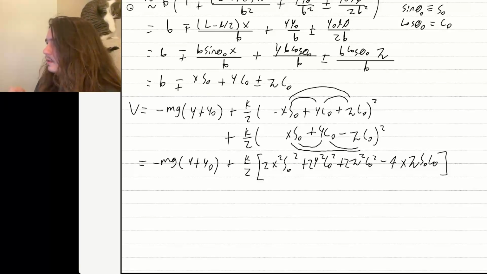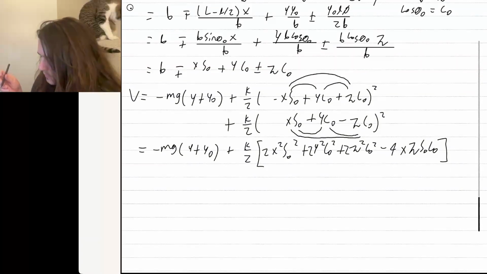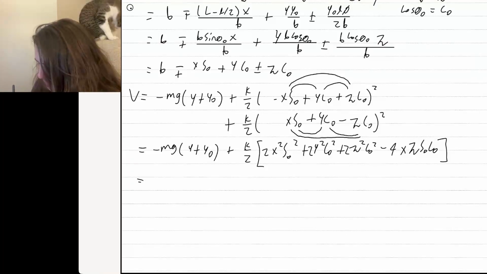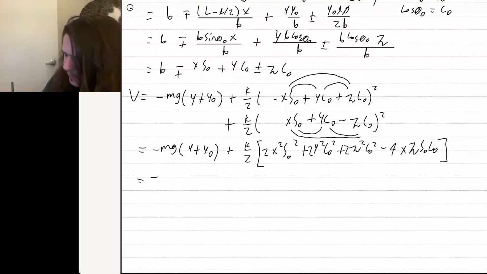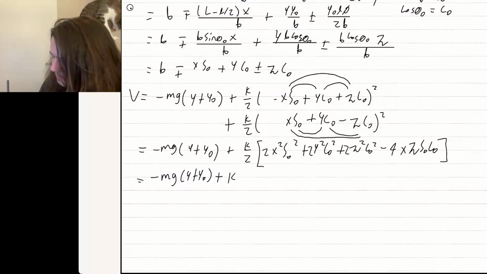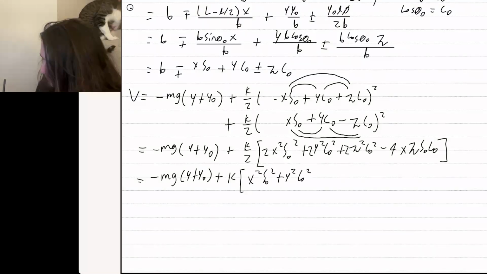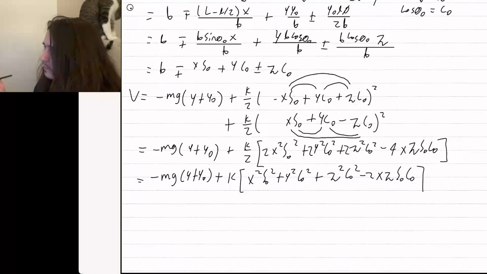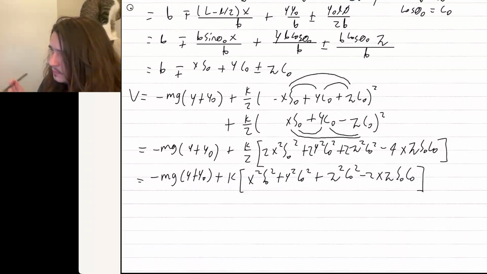And then, yeah, let's factor out a factor of 2, since everything does depend on 2 like that. It's just plus k times all this junk, x squared s naught squared plus y squared c naught squared plus z squared c naught squared minus 2x z s naught c naught. Right. That's what we're going to leave our potential as after lots of work. Let's now calculate the potential matrix.